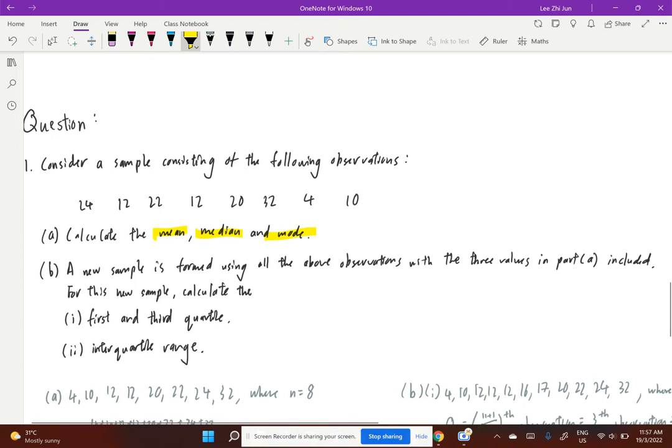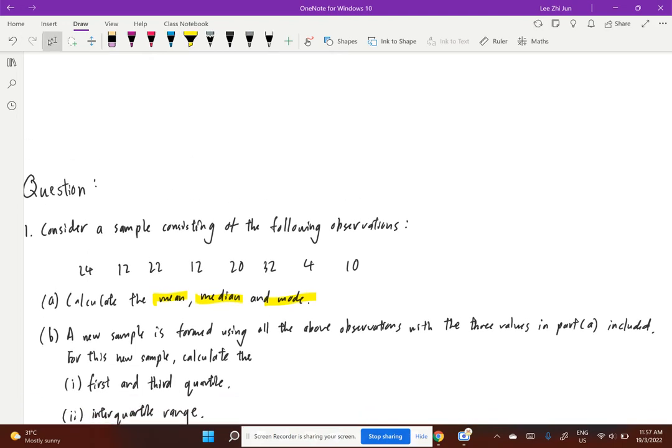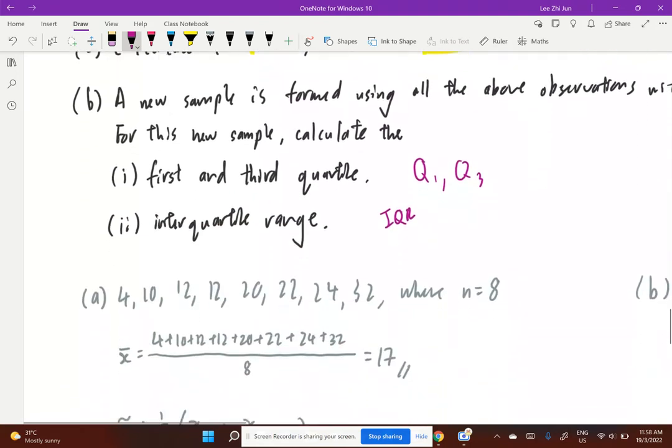B we see later. B: a new sample is formed using all the above observations with the 3 values in part A. So the 3 values, which are the mean, median, and mode, will be added on here. For this new sample, calculate the first quarter and third quarter and the interquartile range. Okay, so we go to A first.